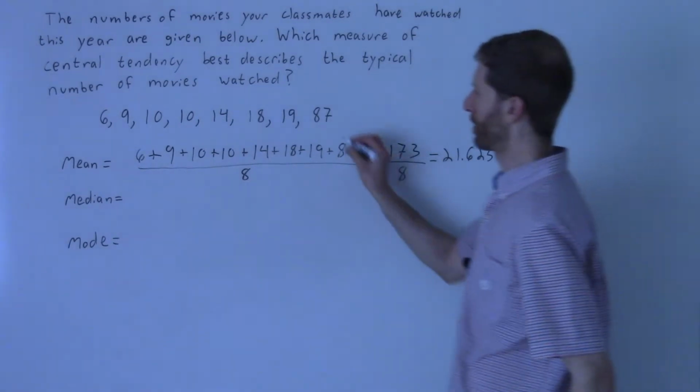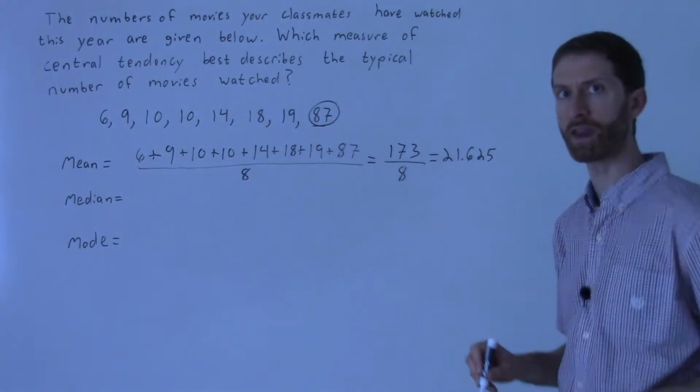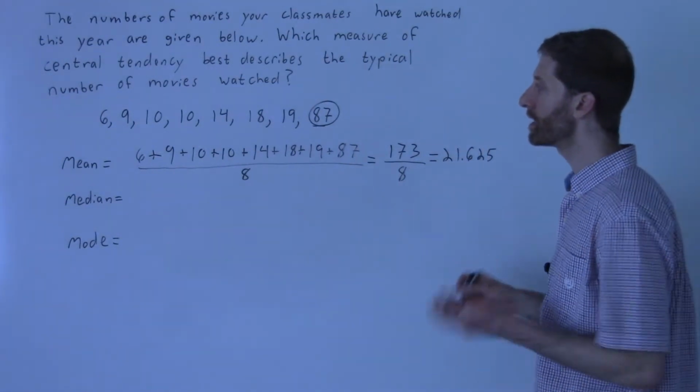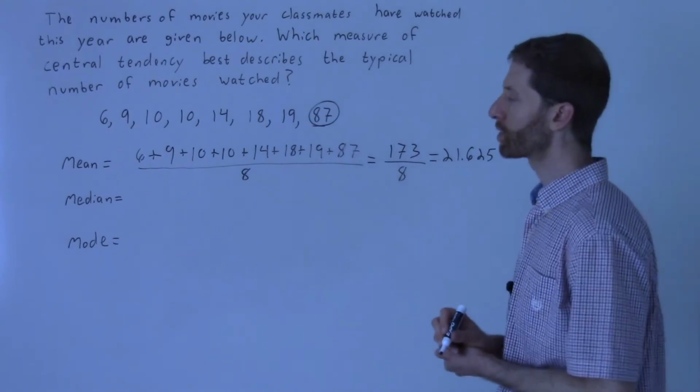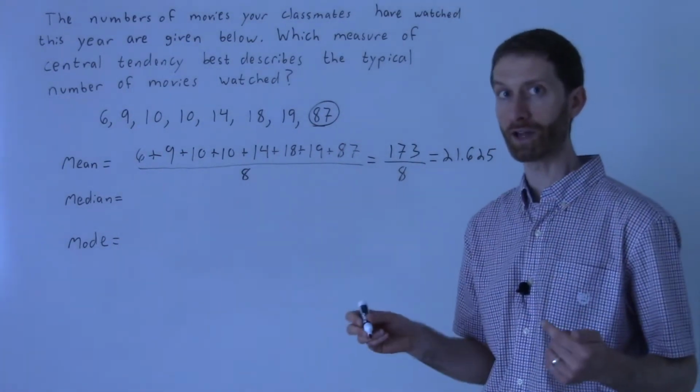Huh. Well, there's an outlier here. Remember that. 87 is much higher than those other numbers. More on that in a minute. Let's talk about the median. The median's not hard to find. You know what? I'm going to do the mode first, because if I do the median first, we're going to do a lot of crossing out of numbers.